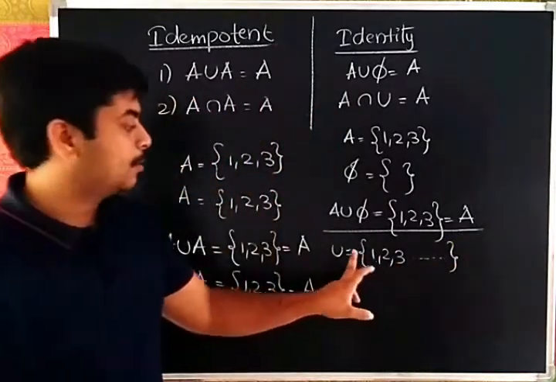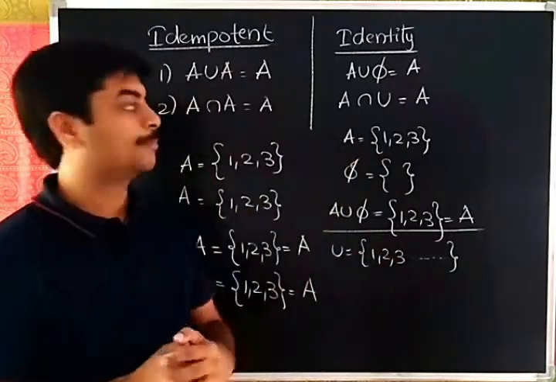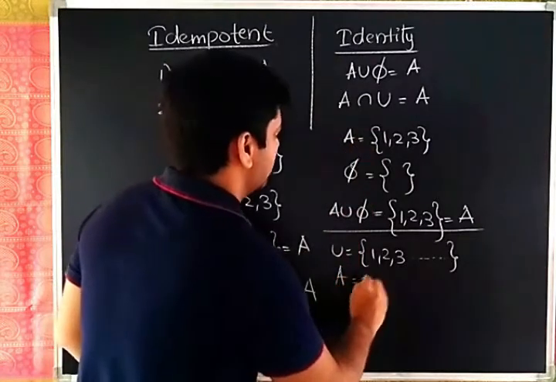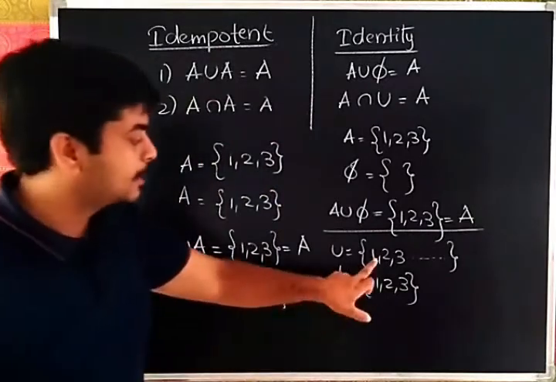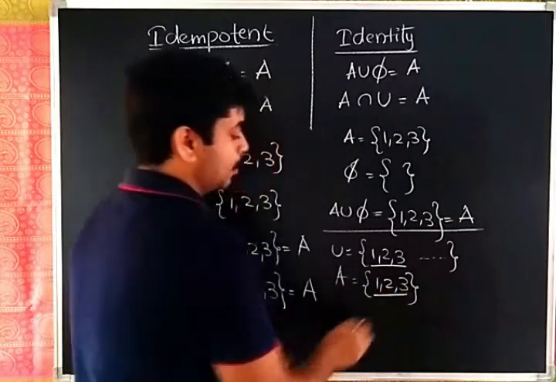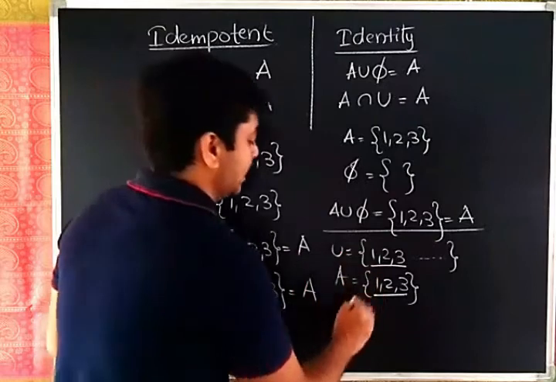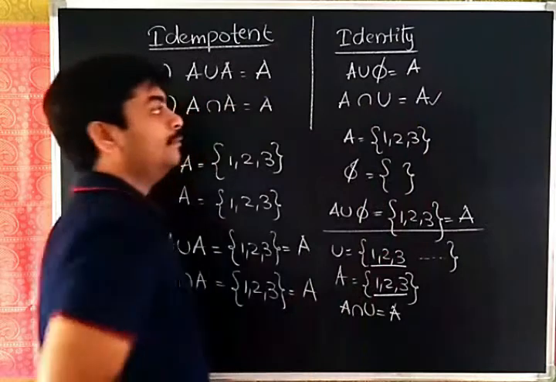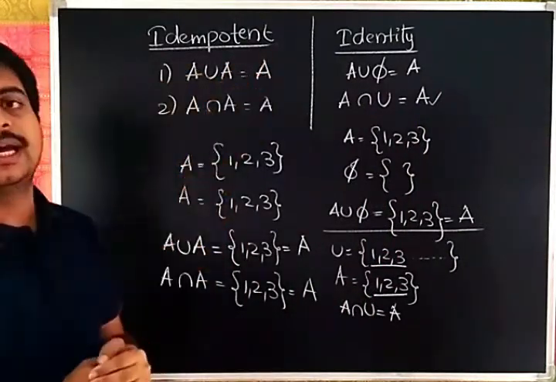I wrote set N. That means N is not an element in that; all the natural numbers are the elements in that. A intersection universal set. And what is A? A is equal to 1, 2, 3. So intersection means the common elements between these two. What are the elements common between these two? Only 1, 2, 3. All the elements in A are common in the universal set. So A intersection universal set will give you again A. These are the first two laws in sets, that is idempotent and identity.